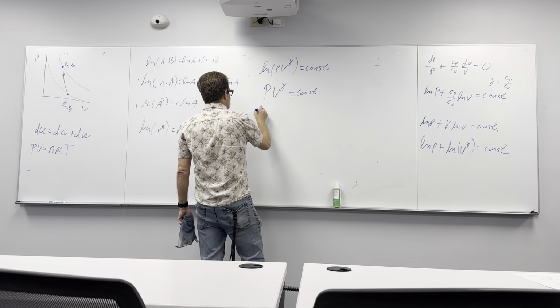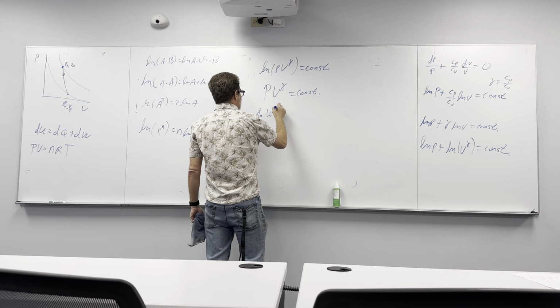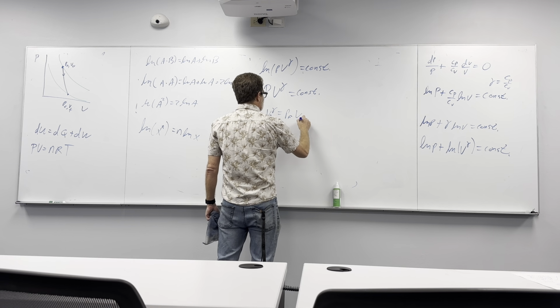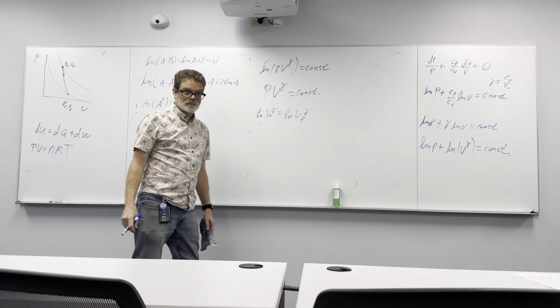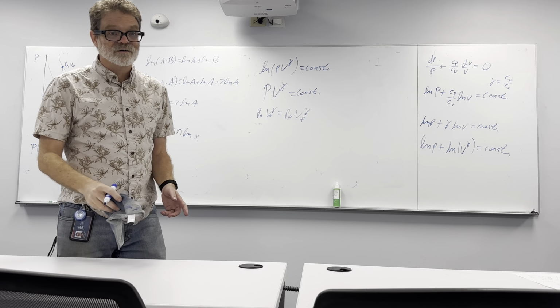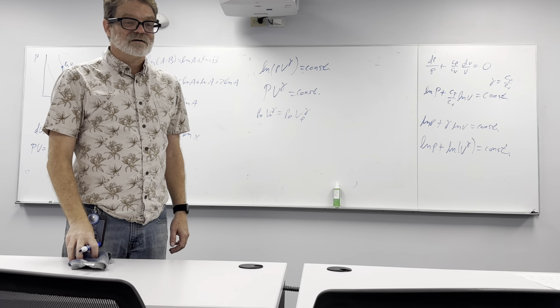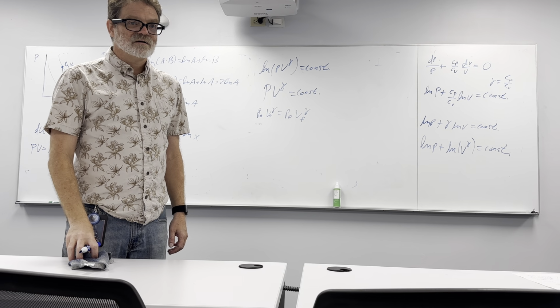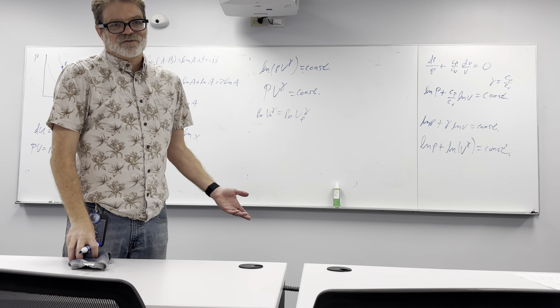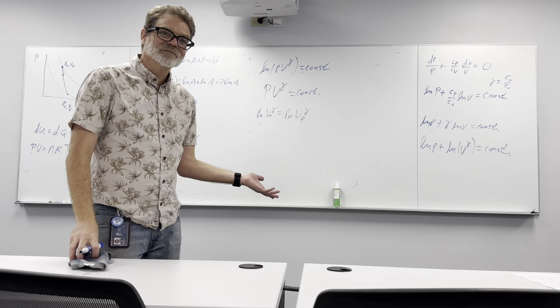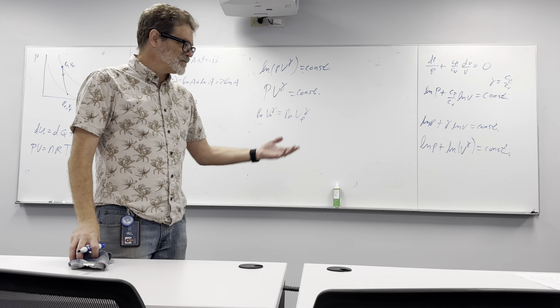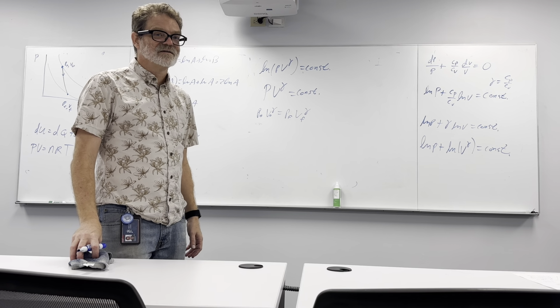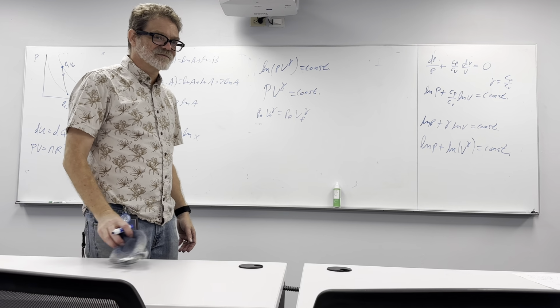So p naught v naught to the gamma equals p final v final to the gamma. So we derive that rule. Could you always do that? Like multiply a constant by whatever you have in mind and call it a constant again? Yeah, if it's a constant you don't care about. Because you're integrating, right? Yeah, because I'm integrating. So it didn't matter. Pretty cool, huh?